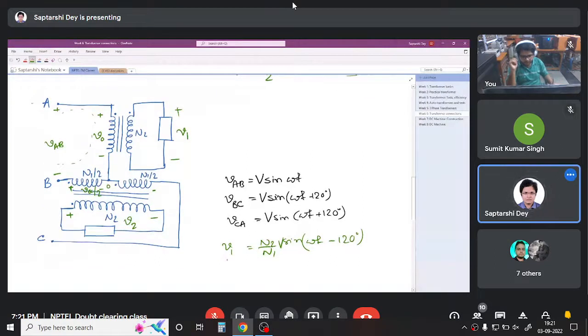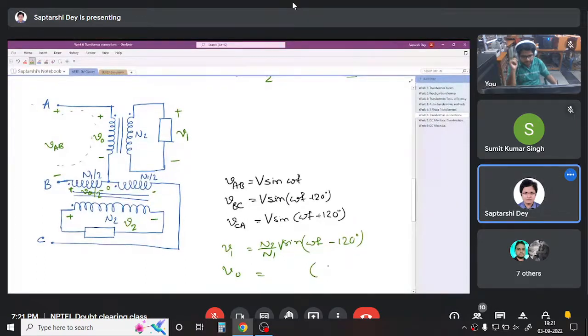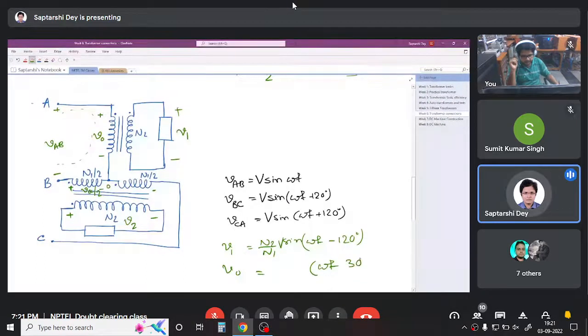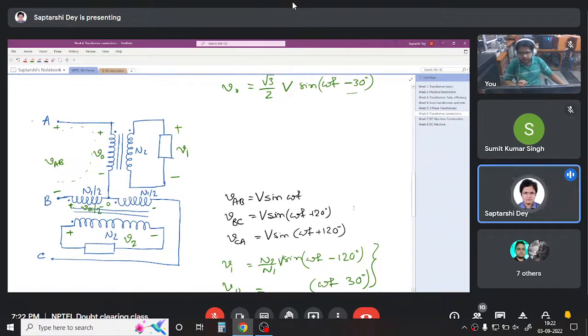So we have, magnitude we will write later, omega t minus 30. So you see, if we connect the transformers in this fashion, we are getting two voltages in the secondary which are 90 degree phase apart. Right? V2 is lagging V1 by 90 degree. So one criterion for a balanced two-phase supply is fulfilled. We have 90 degree phase shifted voltages.